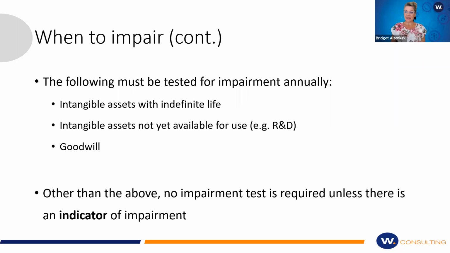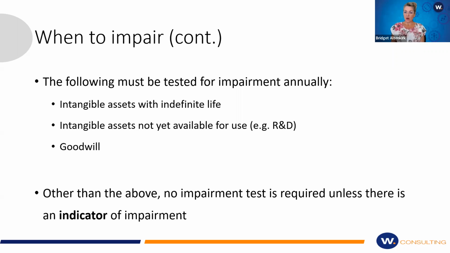IAS 36 lists some examples of what could be indicators of impairment. Indicators may be external to the entity. For example, there could be changes in the market. There could be changes in legislation. Indicators may also be internal. Perhaps the asset in question is damaged. Perhaps the asset has become idle. Perhaps it's no longer being used to its full capacity.